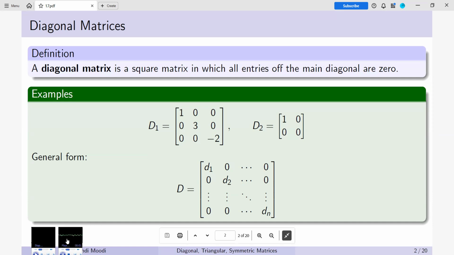A diagonal matrix is a square matrix where only the main diagonal may contain non-zero entries. Everything else must be zero. This special shape makes diagonal matrices very easy to work with.